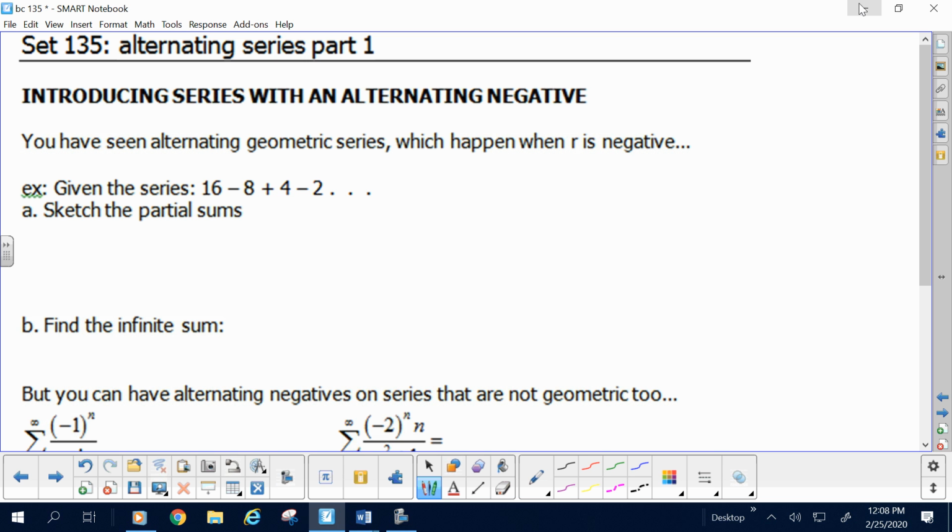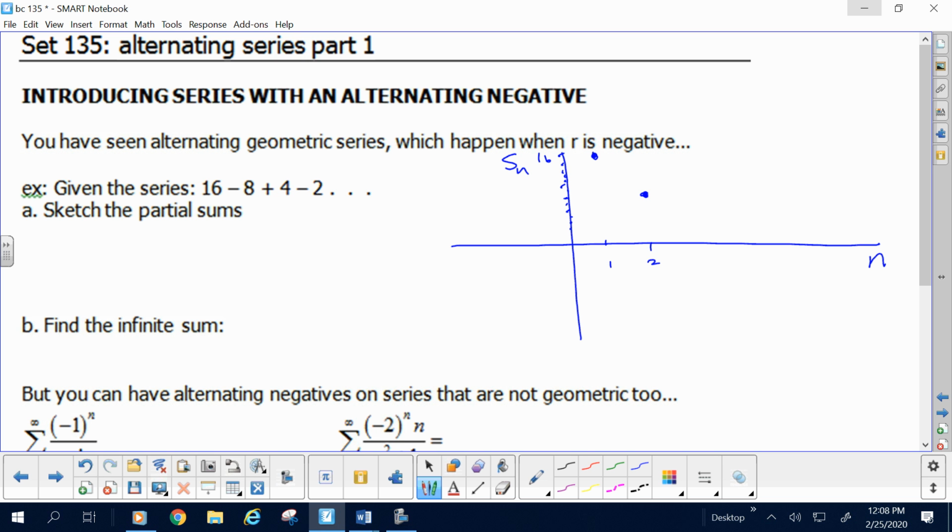What I want to do is sketch the partial sums. As we add terms, what do the partial sums go to? So S1, the sum of the first term, is 16. Cool. Partial sum 2: 8. Negative 8 or 8? 8. Not term 2, partial sum 2, so the sum of the first two terms.